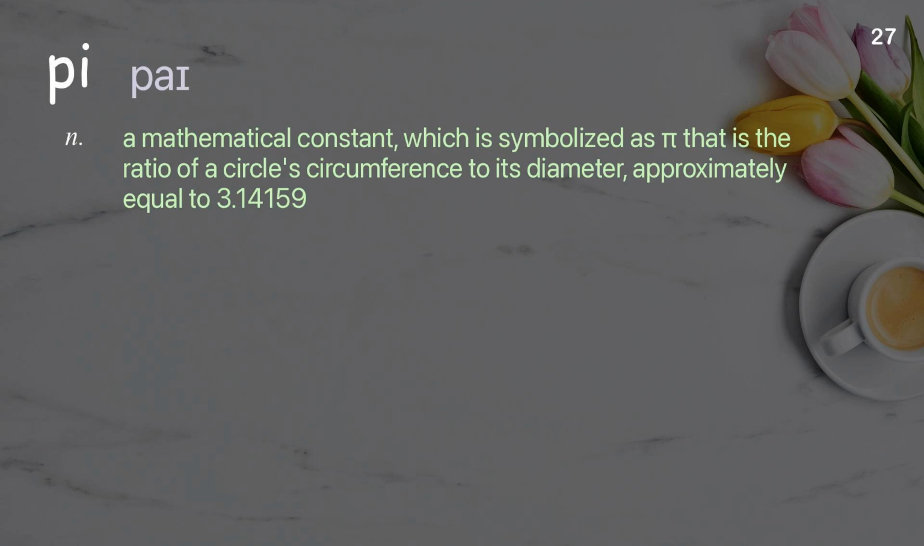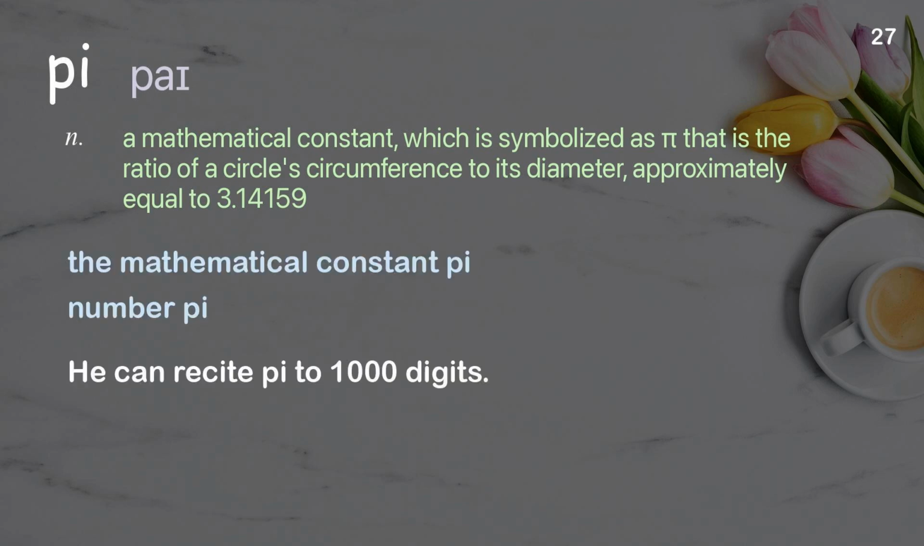Pi. A mathematical constant, which is symbolized as pi, that is the ratio of a circle's circumference to its diameter, approximately equal to 3.14159. Examples: The mathematical constant pi. Number pi. He can recite pi to 1,000 digits.